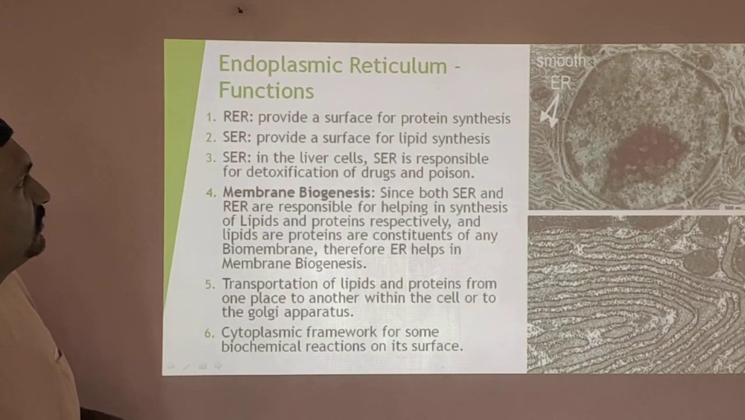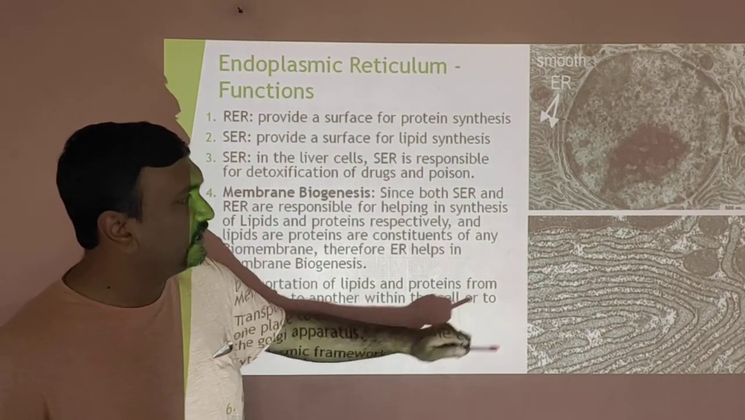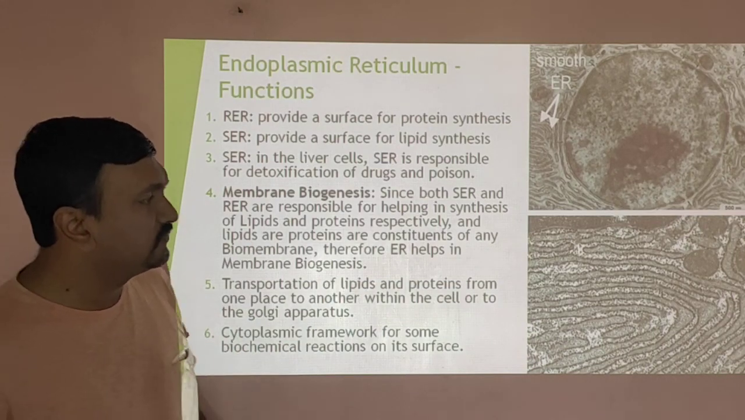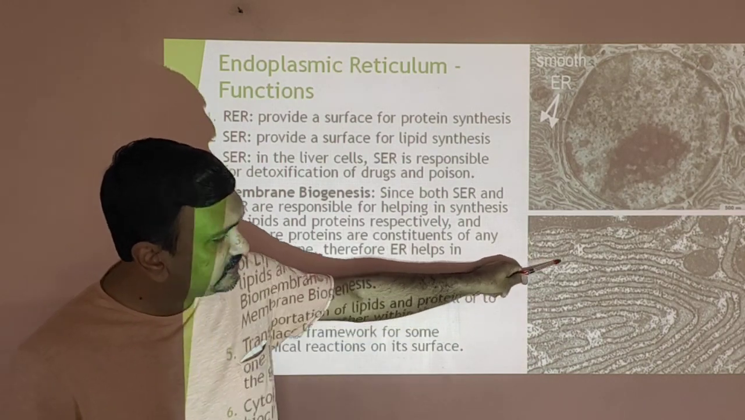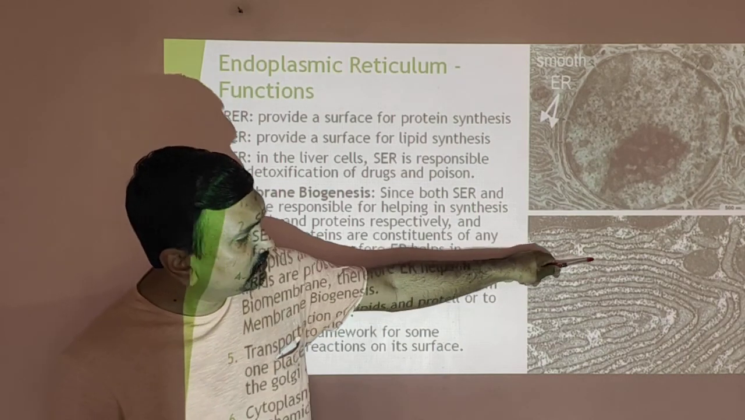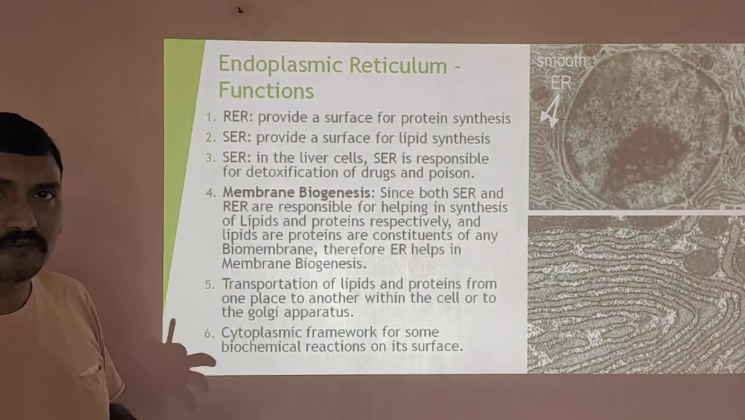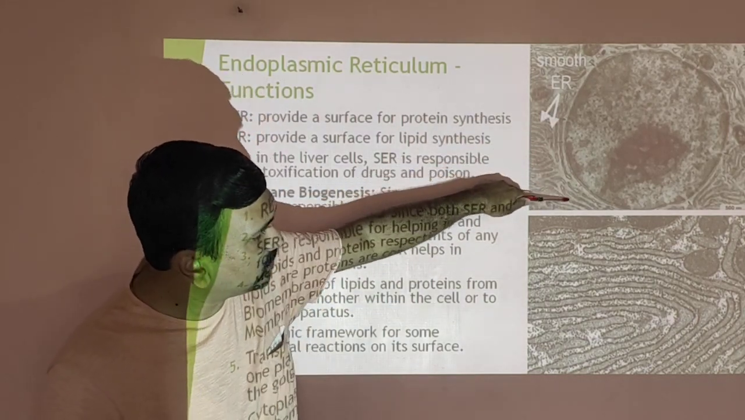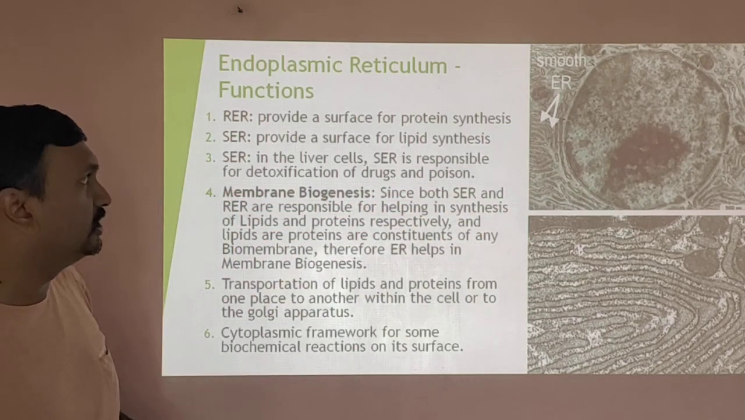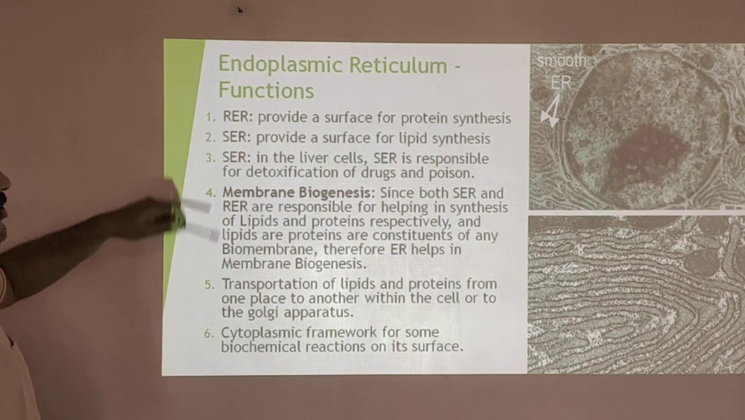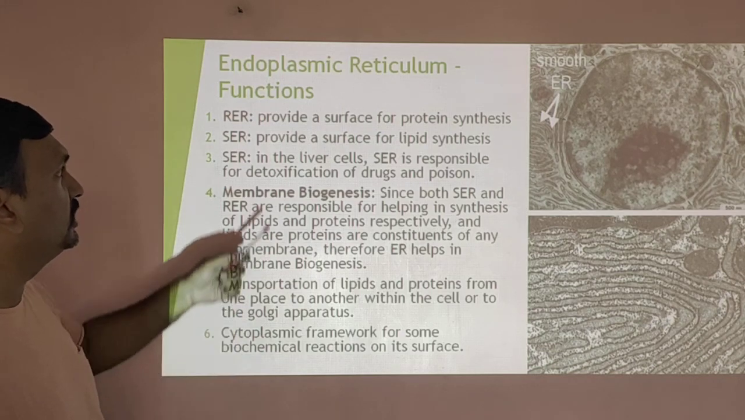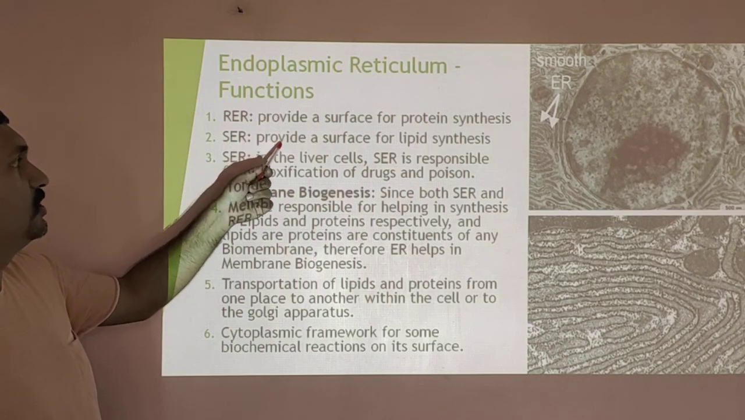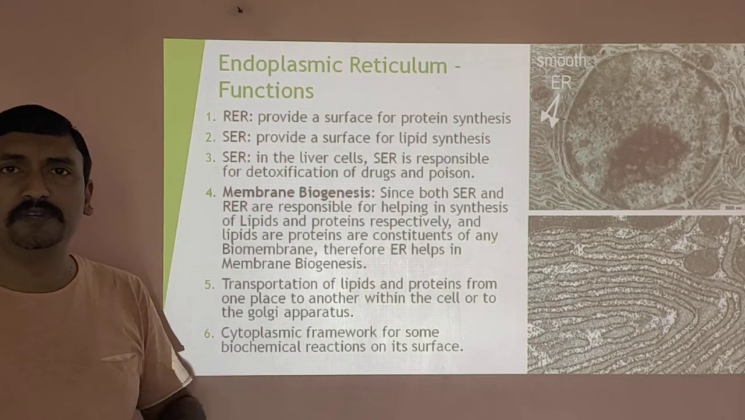Before we go to the function, you can see once again the diagram. This is again an electron microscope picture, a part of the endoplasmic reticulum. You can see these tubes have ribosomes attached, so they look rough in appearance. This is the nucleus, and these are some of the endoplasmic reticulum which are smooth in nature. Rough endoplasmic reticulum, most important function, provides a surface for protein synthesis. Smooth endoplasmic reticulum provides a surface for lipid synthesis.